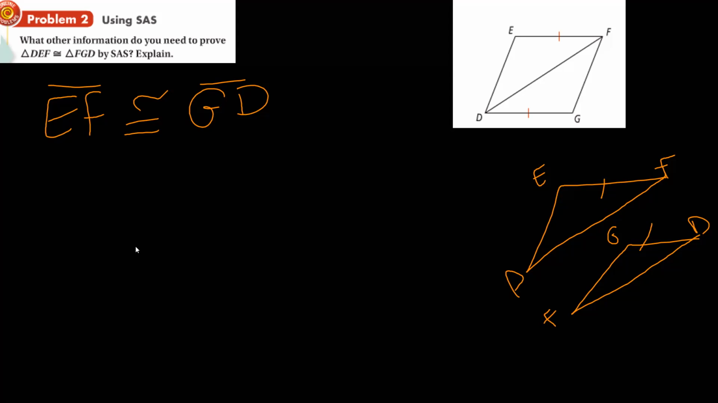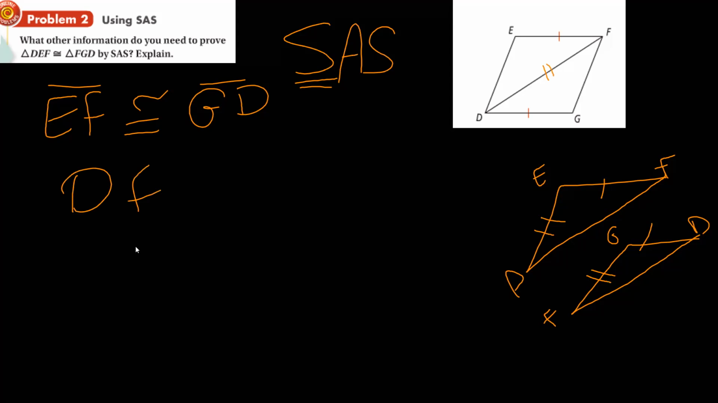Okay. Here I'm working with SAS. I proved only one side congruent. Do they have any information, or can I say that FG is congruent to DE? No. Why not? It was not given. He didn't tell me in the graph. If he had told me in the graph, I could say okay, but he didn't. Can I say DF is congruent to itself? Yes, because of the reflexive property. I can say it's congruent.